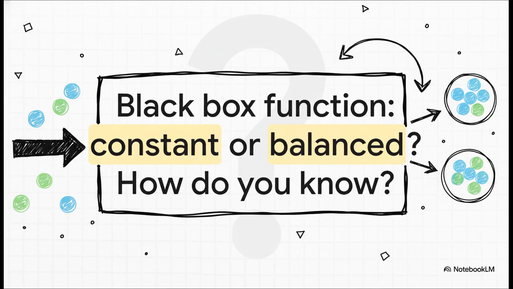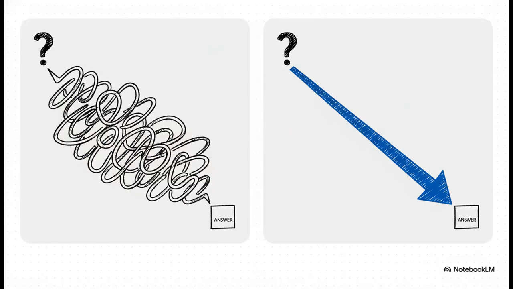The question is, how many times do you need to check the box to know for sure which type it is? Well, if you use a regular classical computer, you might have to check thousands, even millions of times to be absolutely sure. But a quantum computer? Get this, it nails it in one go, a single try. That is the insane difference in power we are going to unpack right now.